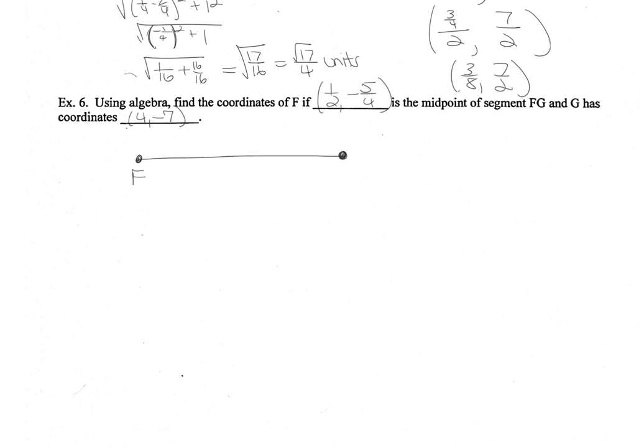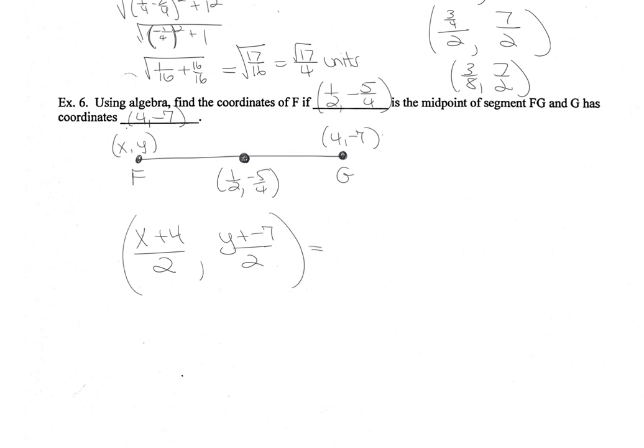So it says I have segment FG, and somewhere in the middle I have the midpoint. It tells me that the midpoint is 1/2, comma, -5/4, and it tells me that G is 4, -7. So my unknown is my F, so I'm actually going to call that X and Y. And if I know my endpoints, I can find the average of my endpoints and set it equal to the answer for the midpoint. So I'm going to say X plus 4 divided by 2, comma, Y plus -7 divided by 2, and that needs to equal the answer 1/2, -5/4.